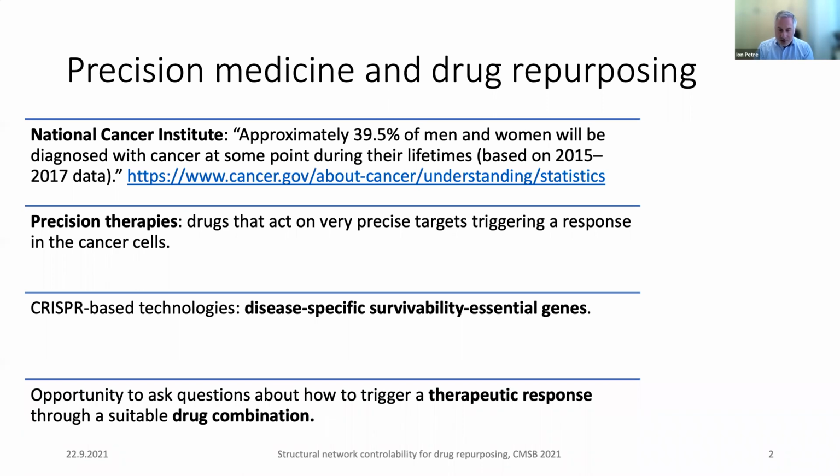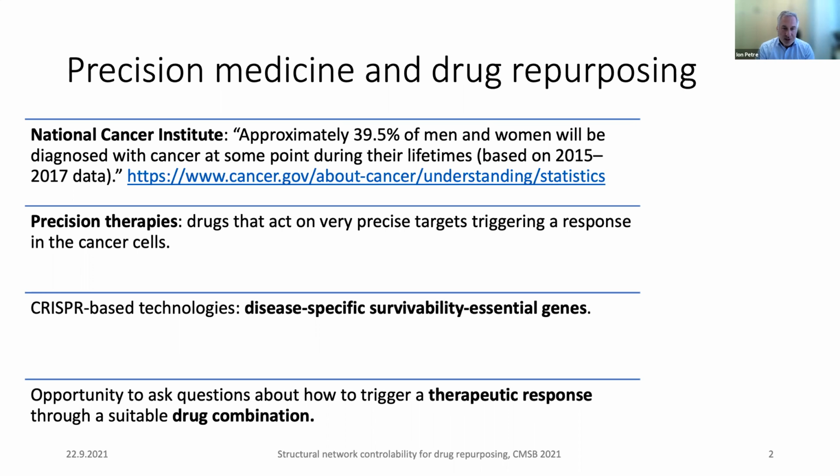One of the most promising developments that we found when we started looking at cancer therapeutics are the so-called precision therapies. These are based on a new generation of drugs that act on very precise targets, triggering a response in the cancer cells. And also about the same time, CRISPR-based technologies started coming into high gear. One particular application that we were really excited about, and are now using routinely, is this flurry of new data coming in based on these technologies, identifying genes whose knockout triggers cell death in tumor cells, but leaves the healthy cells neutral. And obviously they have a strong flavor for therapeutic targeting.